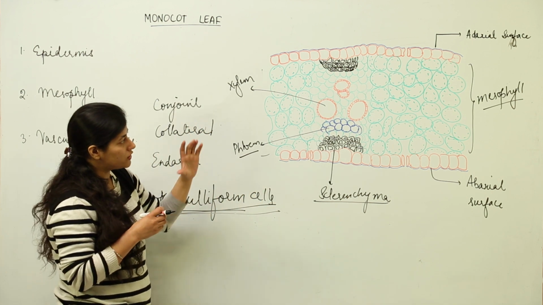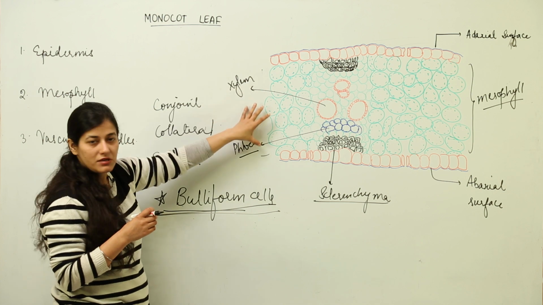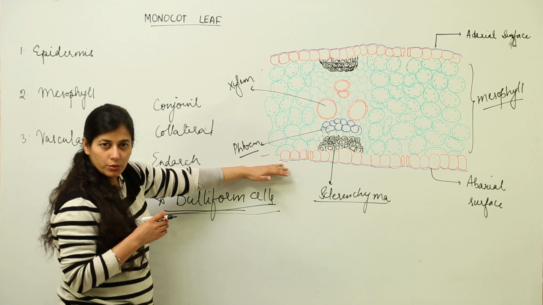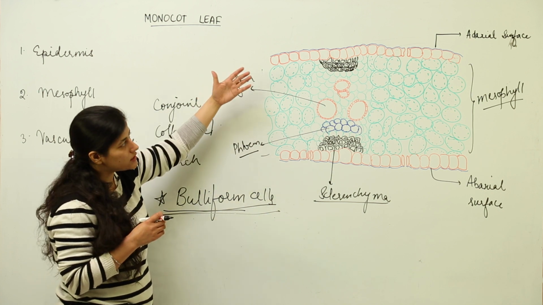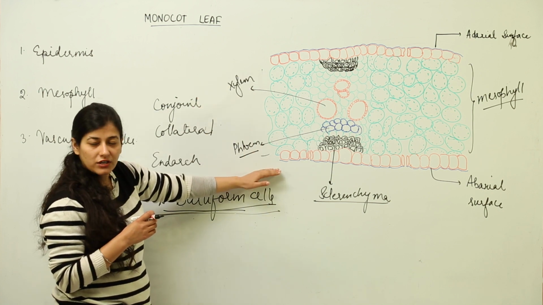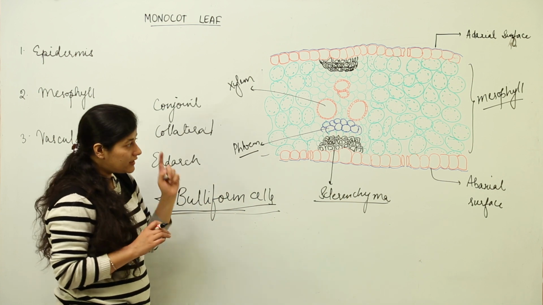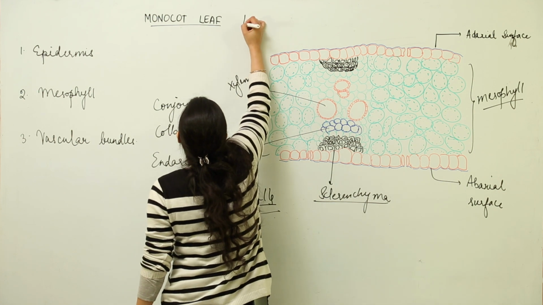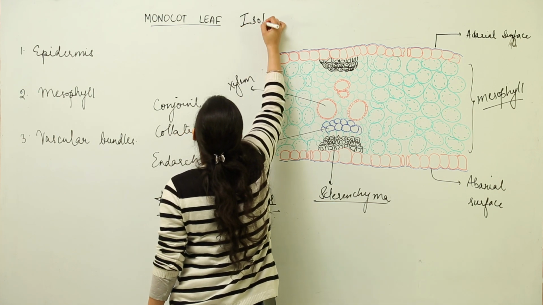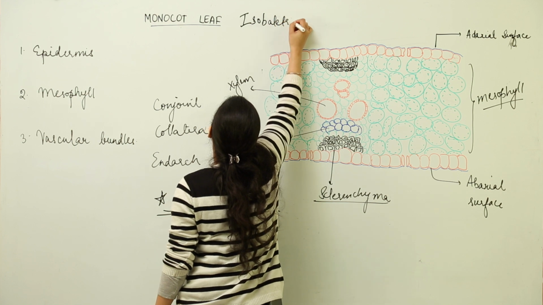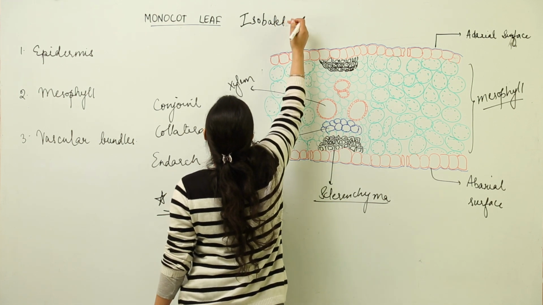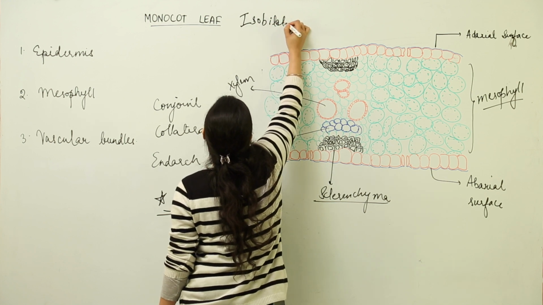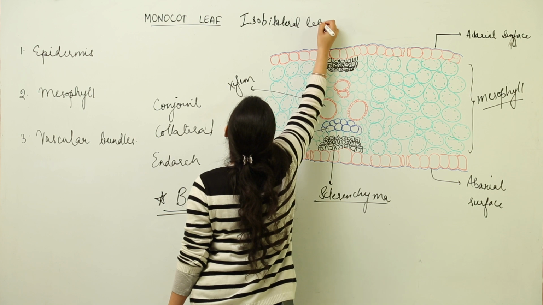The first point that we talked about was that there is no distinction in the mesophyll in the form of palisade or spongy. The second is that the thick cuticle above and thinner cuticle below is also not present. And thirdly, there is one major point of difference between the monocot and dicot leaf, that is called isobilateral leaf.